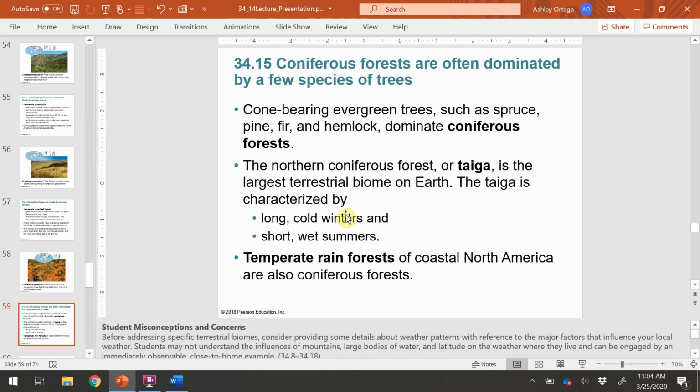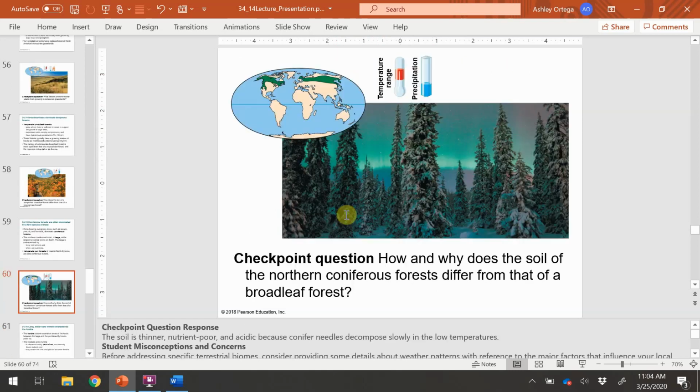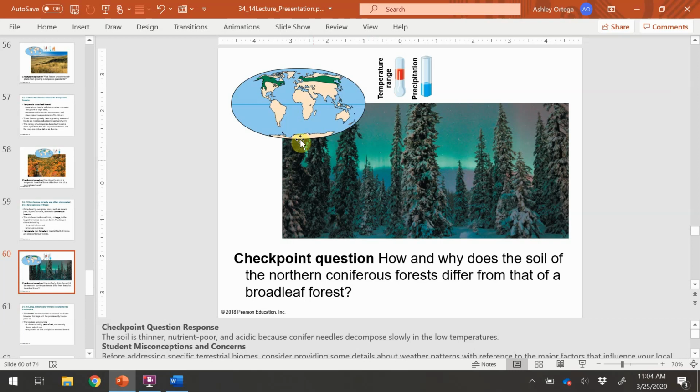Let's compare that to the coniferous forests. They are going to be characterized by long, cold winters and short, wet summers. And these are here towards the North Pole. These conifer tree forests will have a cone shape on their trees.